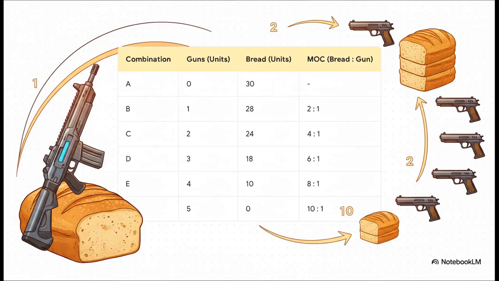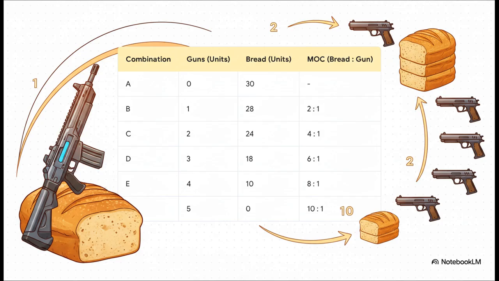Let's walk through this classic guns and bread example. To get the very first gun, when we move from A to B, we only have to give up 2 units of bread. Not so bad. But look what happens later. To get that fifth and final gun, moving from E to F, we have to give up a massive 10 units of bread. See how the MOC keeps going up?